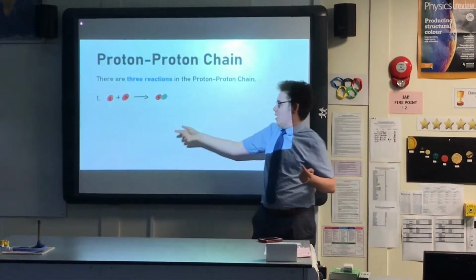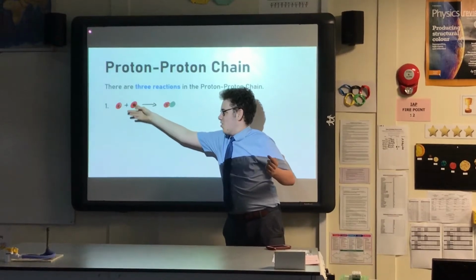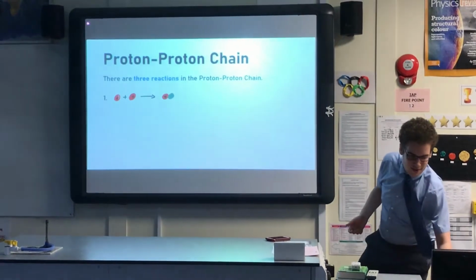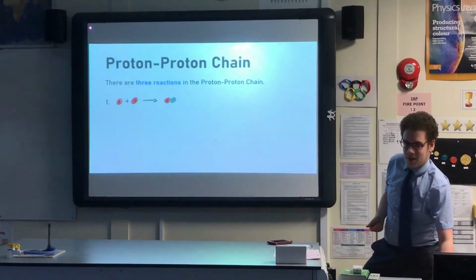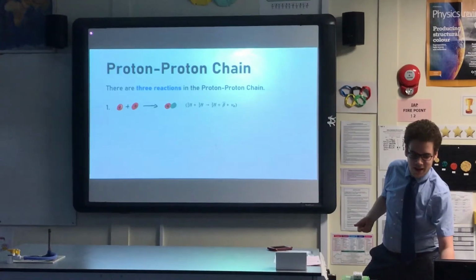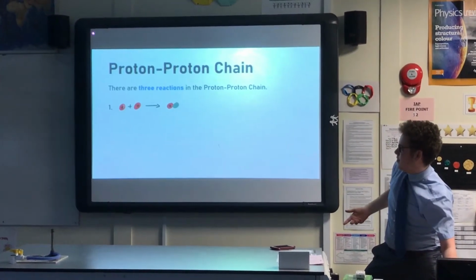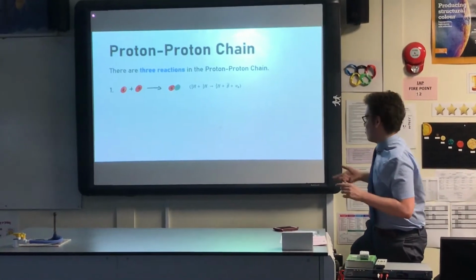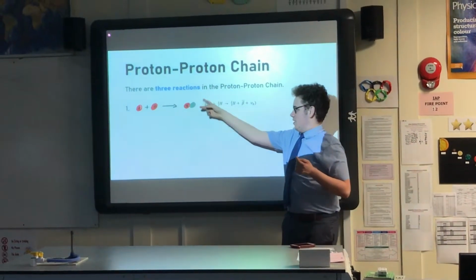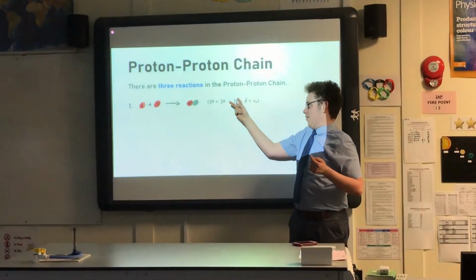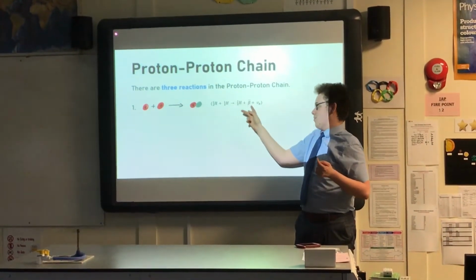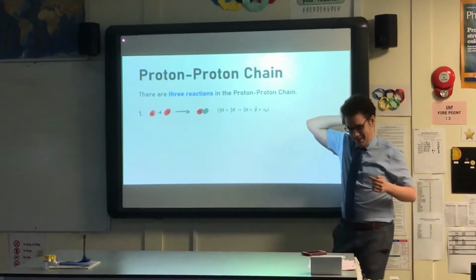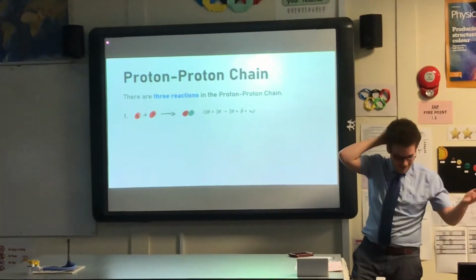And that's because one of these protons, when they combine together, decays into a neutron and emits a beta plus. So if you wanted the actual equation, we have two hydrogens combining into deuterium, and then we have a positron and a, I forgot the name of that one. Neutrino, yeah.